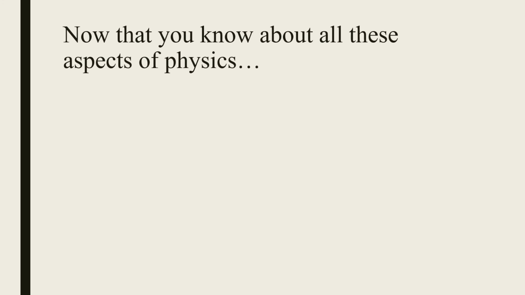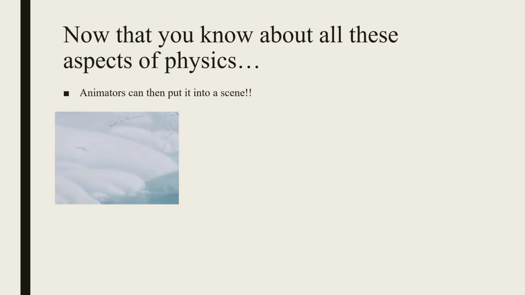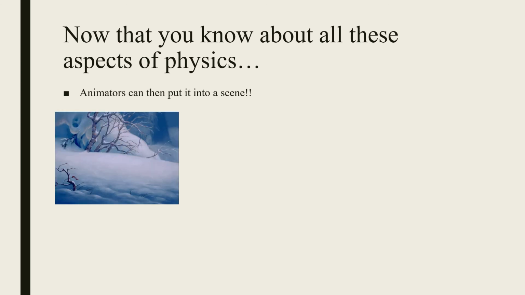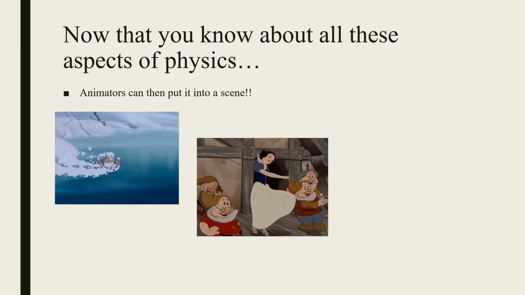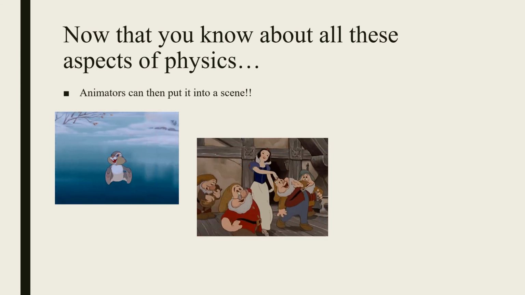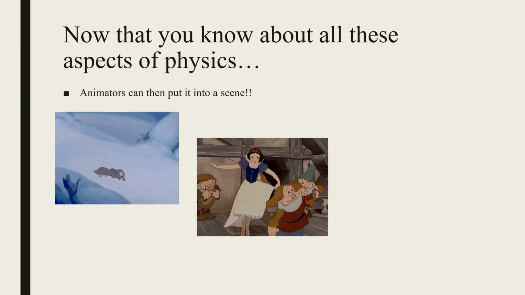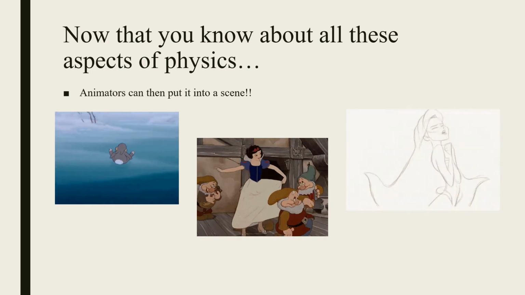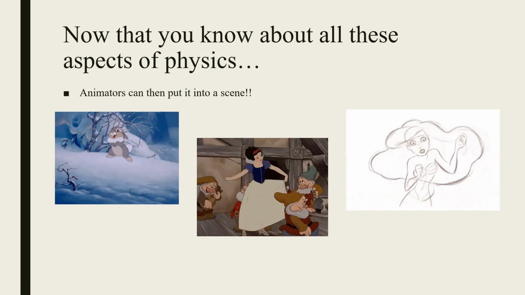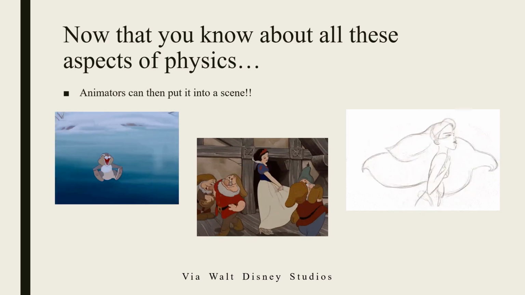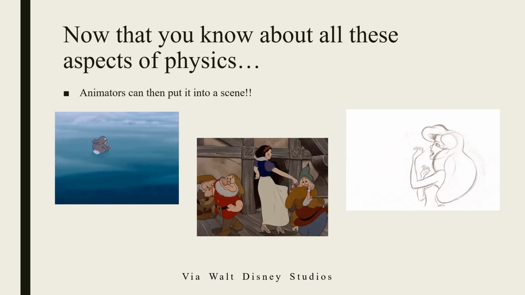So now that you know about all these aspects of physics, animators can put them into a scene. With Thumper here in the beginning, he builds up momentum and acceleration to go over this frozen lake, and if that didn't happen, he wouldn't be able to go as far. And with Snow White here, her dress has centrifugal force and follow-through, which is inertia, and the dwarves have exaggeration, which is weight, which is why they keep going down whenever they bounce. And Ariel here has follow-through and exaggeration. And animators also have to keep with the atmosphere, so that's why her hair is so flowy.